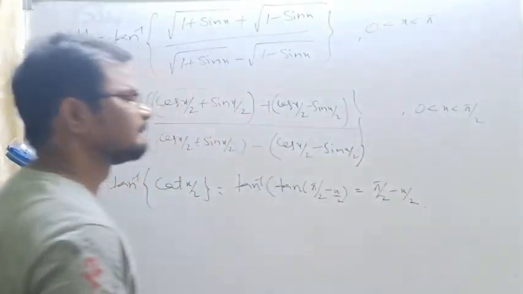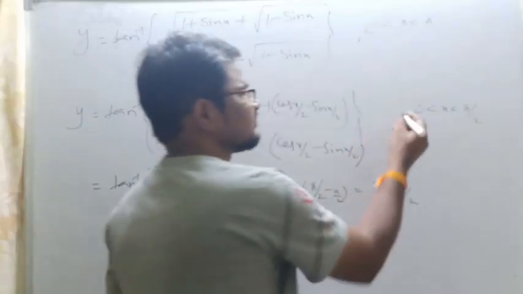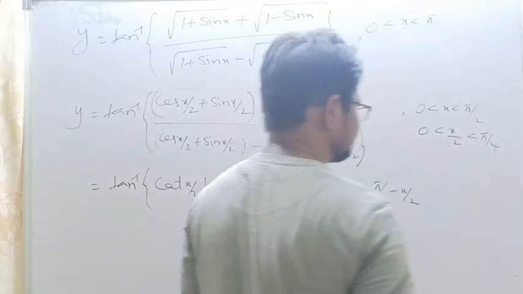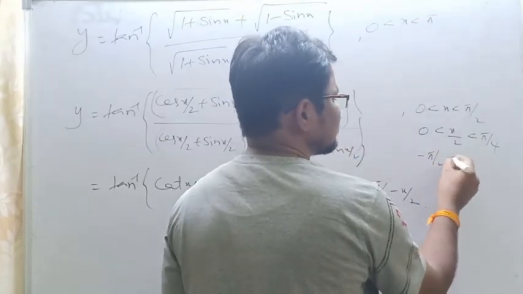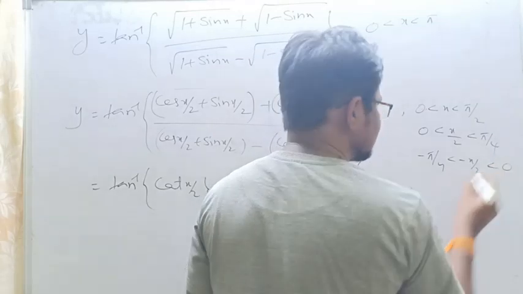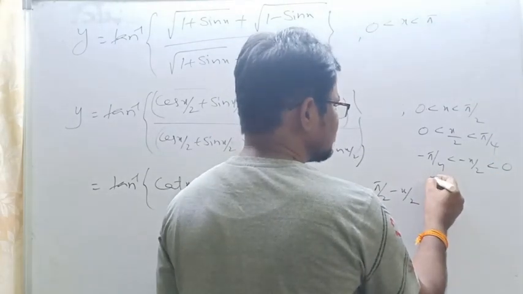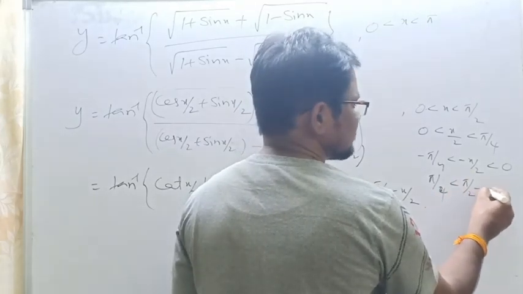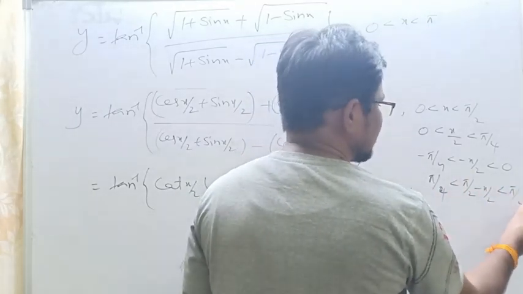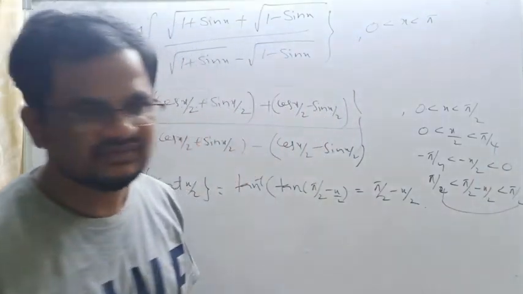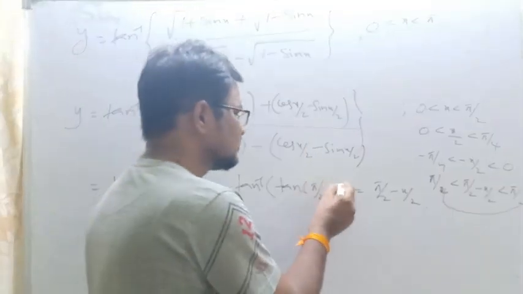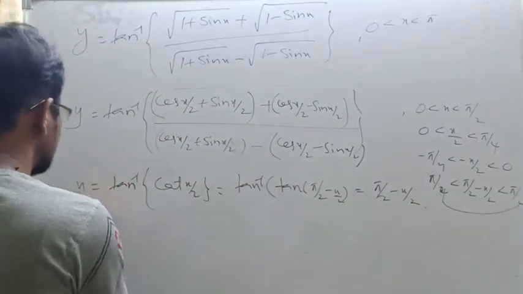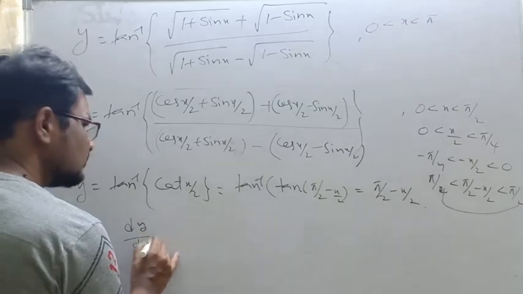Why? Because here 0 less than x by 2 less than pi by 4, minus pi by 4 less than minus x by 2 less than 0, pi by 2 minus pi by 4 is pi by 4 less than pi by 2 minus x by 2 less than pi by 2, belongs to the range of tan inverse, no? So that's why tan inverse of tan is directly pi by 2 minus x by 2. Now this is y. Now dy by dx equal to minus 1 by 2.